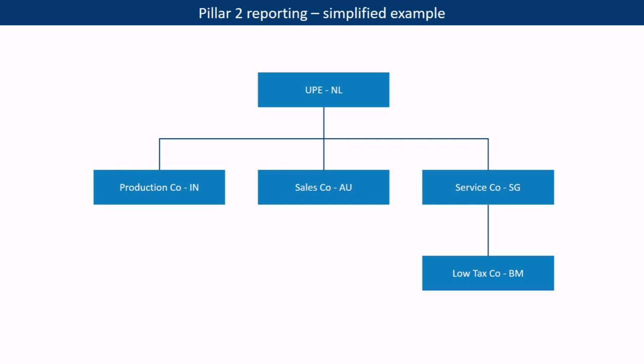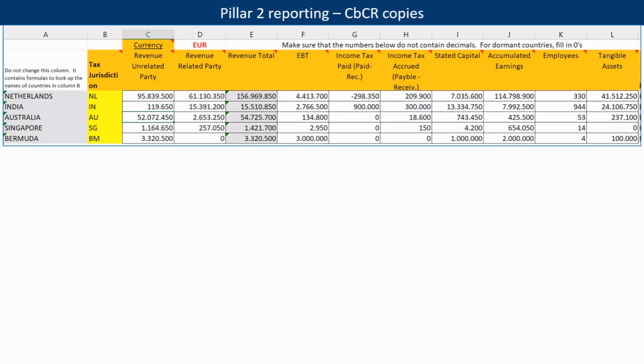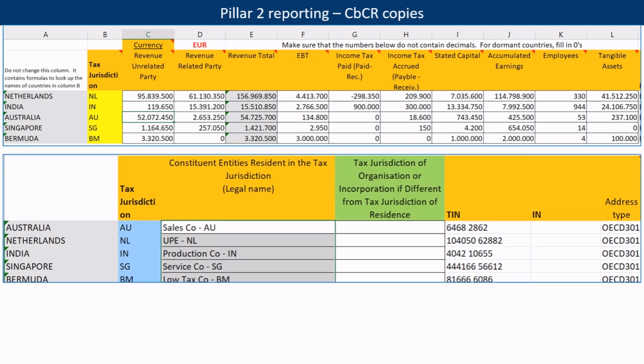So let us see what the reporting obligations for this will look like. First, I recall that in my last video I said we can use our CBCR report as basis for the Pillar 2 report, and here I've just copied the 5 countries with the per country income, etc. And I've done the same for the 5 entities regarding primarily their TIN numbers and their countries where they are, because that is what's being asked in the Pillar 2 report.